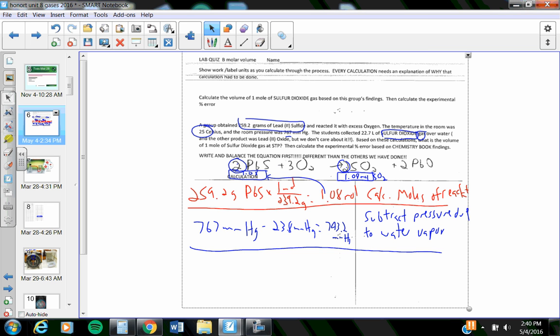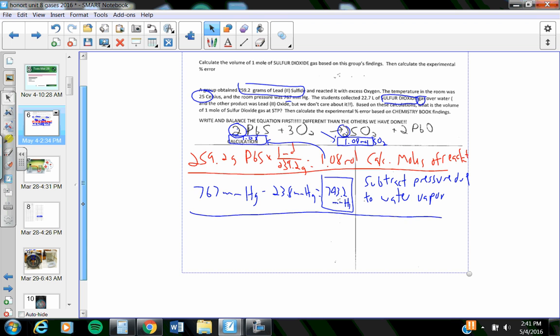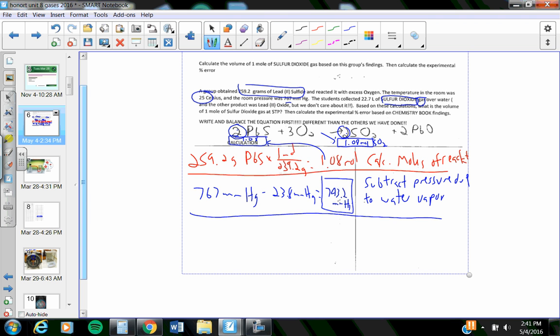We know that we are producing 1.08 moles of SO2. We also know that we're collecting it as a gas, and the gas was at 743.2 millimeters of mercury. It's time to figure out, since we're going to be looking up things about STP, standard temperature and pressure, how much gas do we have, and what volume would it be if we made it standard temperature and made it standard pressure.